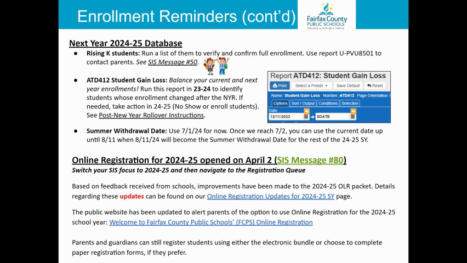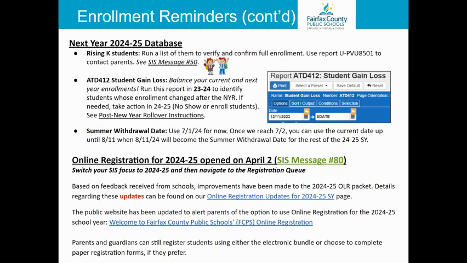And you can use the report UPVU 8501 to contact those parents if those kids are missing immunizations, a missing birth certificate, etc. The ATD 412 student gain loss report is really, really helpful. It will help you balance out your database this year with next year. So any action that you're taking in 23-24, there needs to be a corresponding action for 24-25. So especially those kids that are moving on up to middle school.